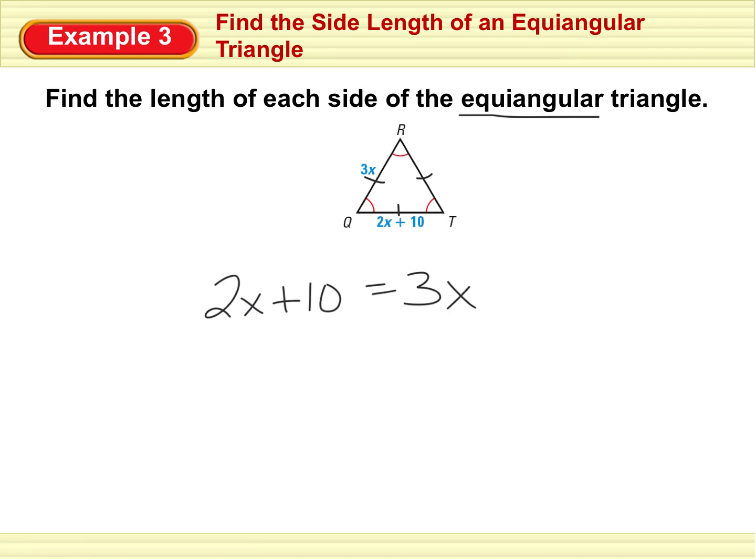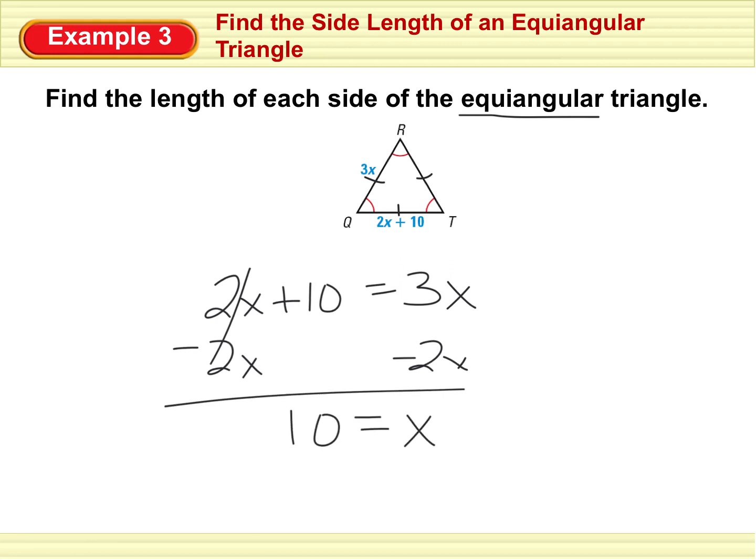We are setting those two sides equal to each other, because we know the sides are the same. So what's my one step to get the x's together? Subtract 2x. So you get 10 equals x. And you're done.